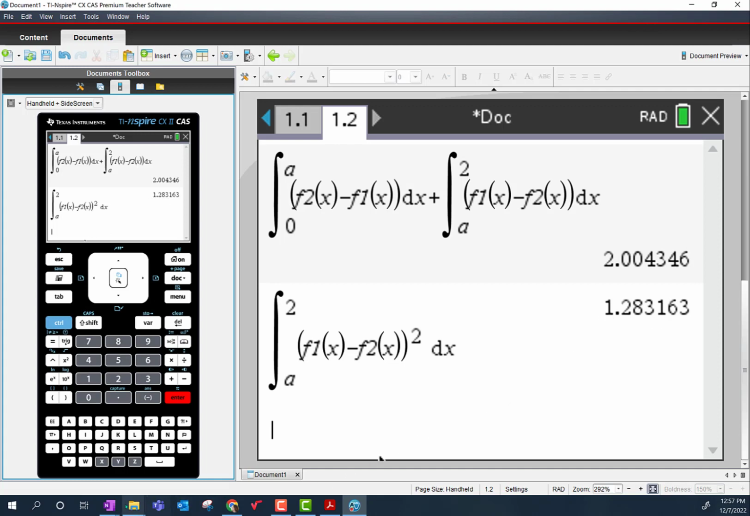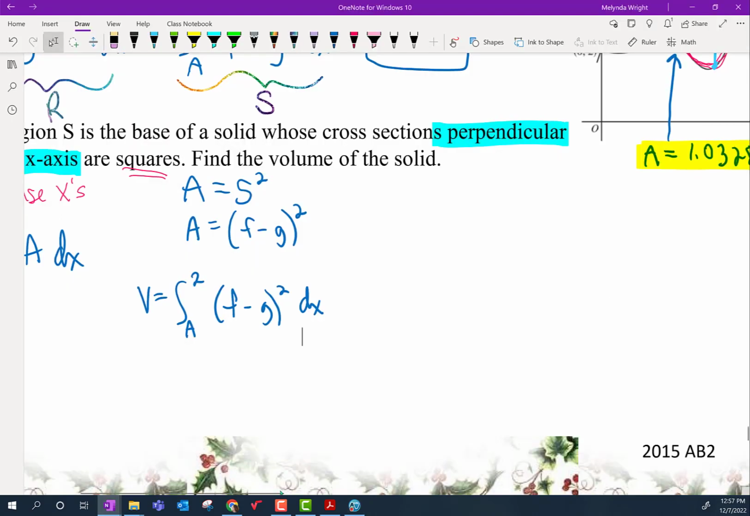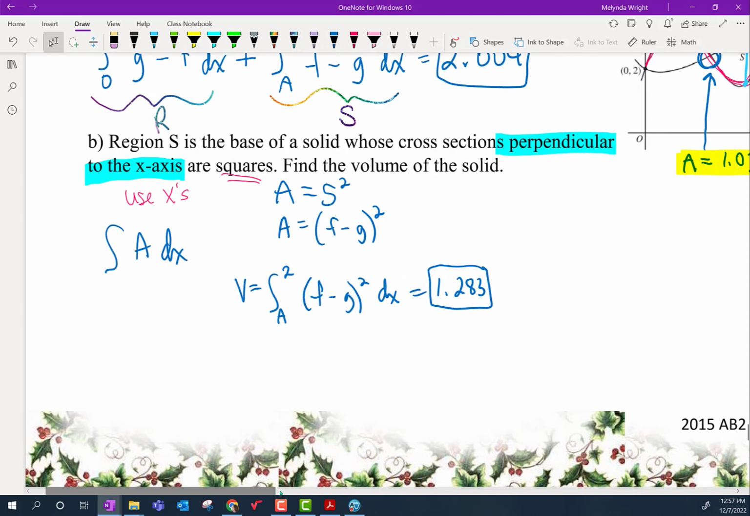1.283. So let's go back. Okay, so this volume is 1.283. Okay, how are we doing with cross sections and using our calculator? Everybody okay? Okay.